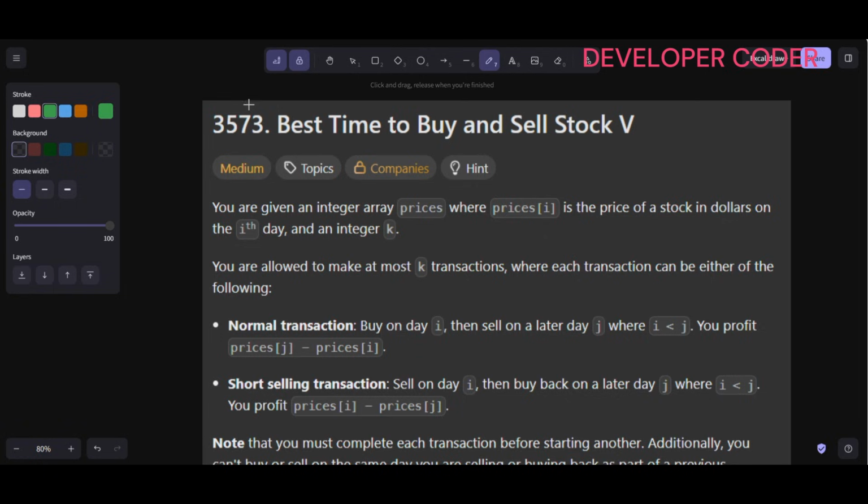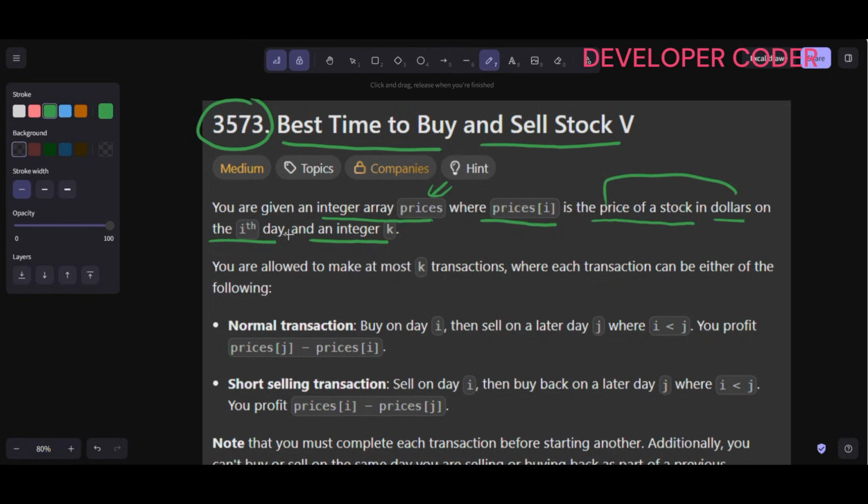Problem number 3573. Best time to buy and sell stock 5. In this problem you are given an integer array prices where prices[i] is the price of a stock in dollars on the ith day, and an integer k. So we are given an integer array prices where prices[i] is nothing but the price of a stock in dollars on the ith day, and we have an integer k.